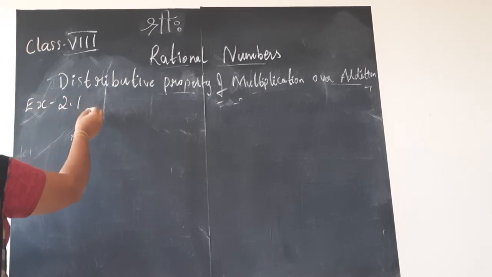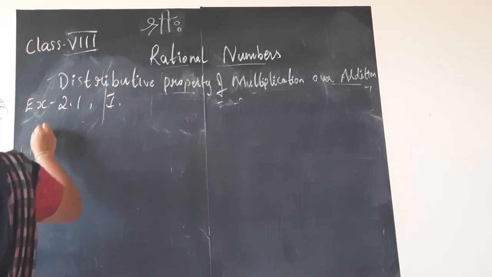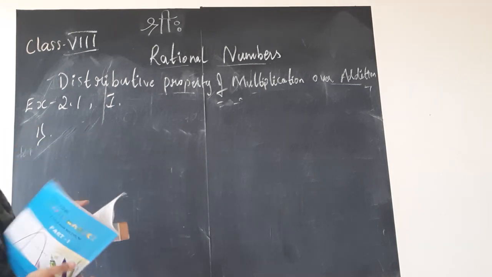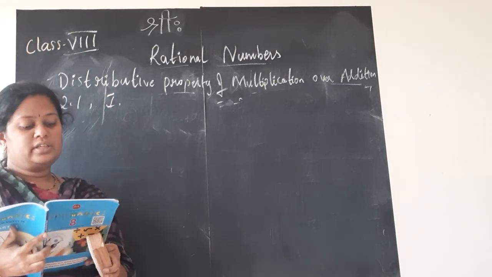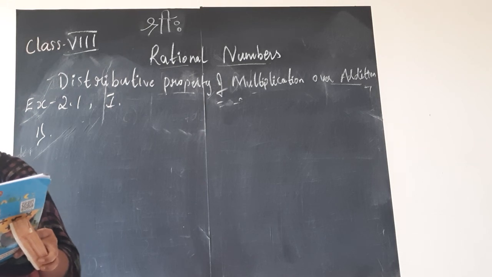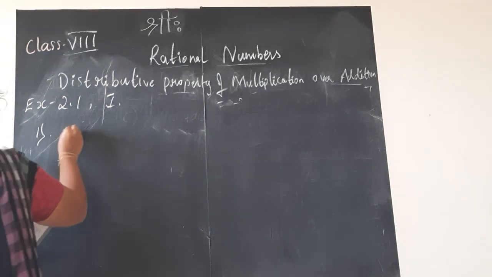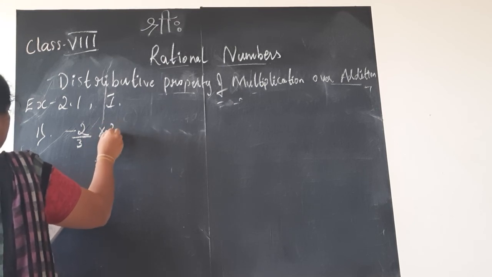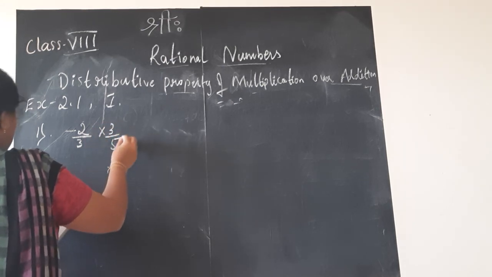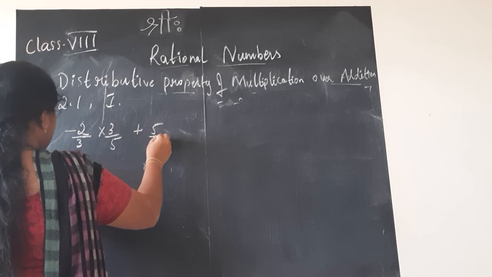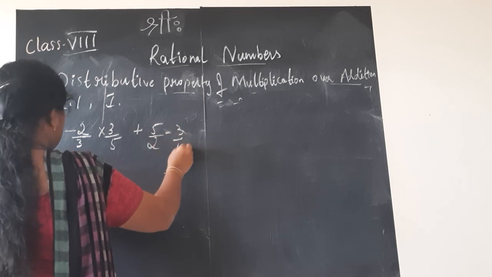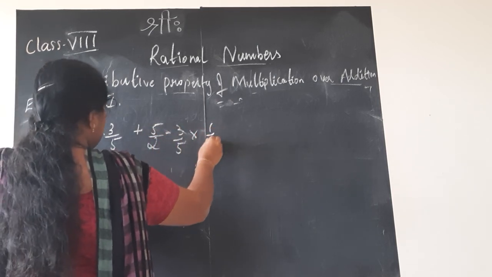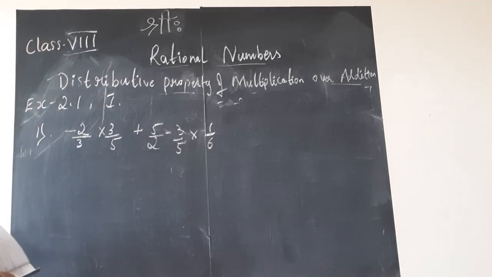Exercise 2.1. First question is, using appropriate properties, find minus 2 by 3 into 3 by 5 plus 5 by 2 minus 3 by 5 into 1 by 6.